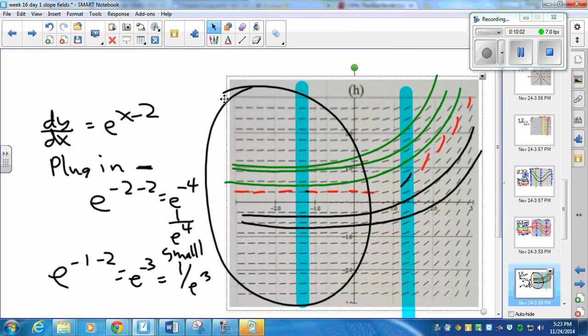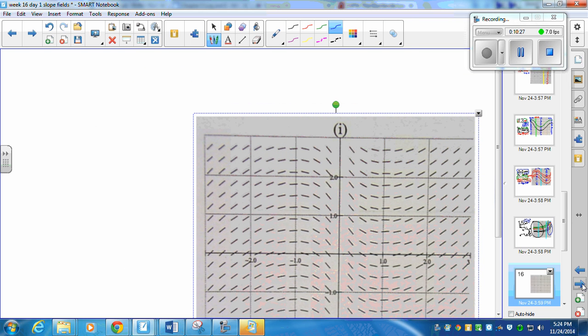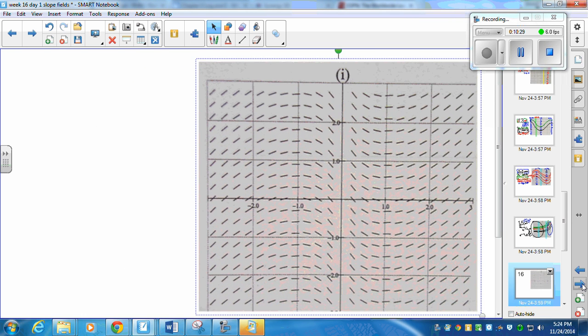Likewise, if you choose something over here, do you see how the slopes are ramping up pretty quick? Because look, if I do e to the 5 minus 2, I get e to the third. That's a lot. If I do e to the 4 minus 2, I get e to the second. That's a lot. So on the left, you get a lot of small. On the right, you get a lot of big. That's that style.